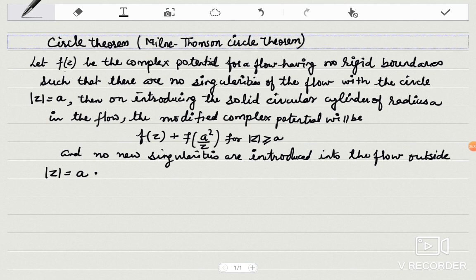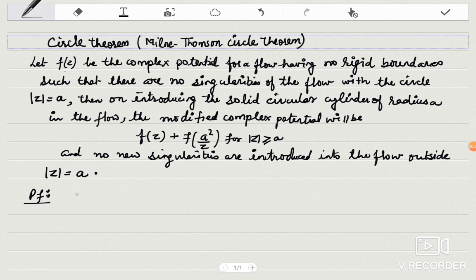So this last condition simply says that the flow will not be disturbed. No singularities will be introduced in the flow region. Flow will not be disturbed. So first of all, we will look at its proof and then we will use it in some example.